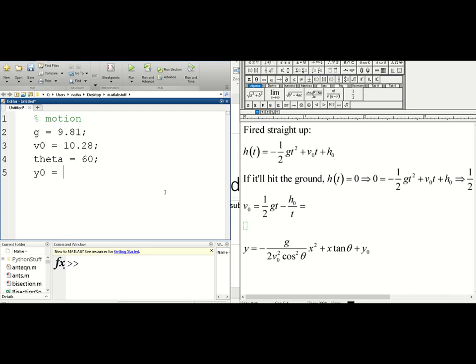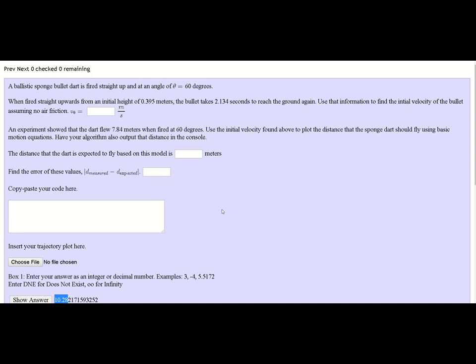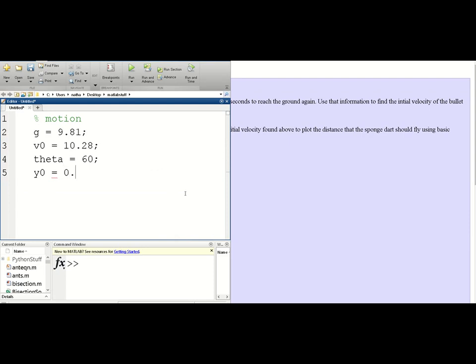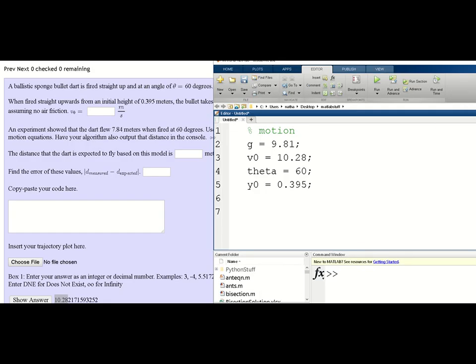And why not is, I have no idea. 0.395 we'll keep for now. Find out I'm wrong. Okay, so here we go. We're going to plot this thing.